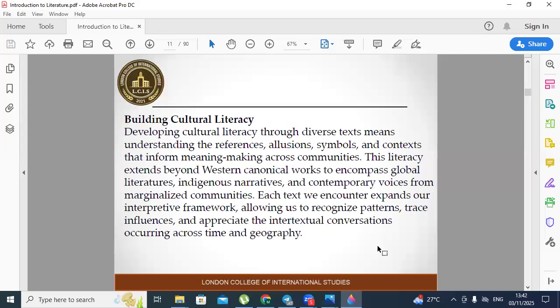Cultural literacy isn't about memorizing facts, it's about developing the ability to recognize significance, to understand context, and to appreciate how meaning is culturally specific while sometimes also transcending specific cultures.